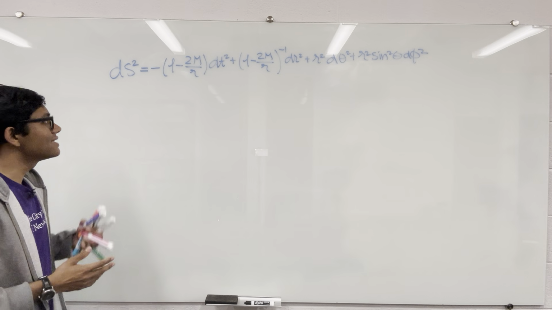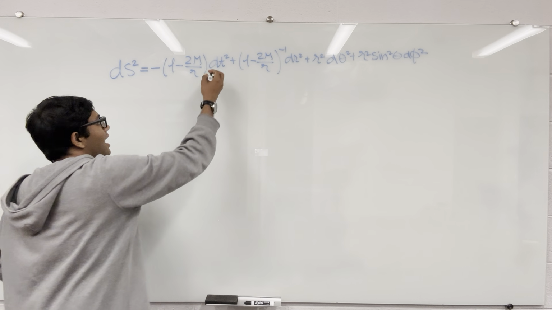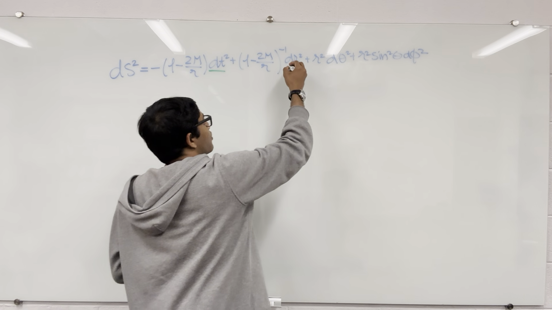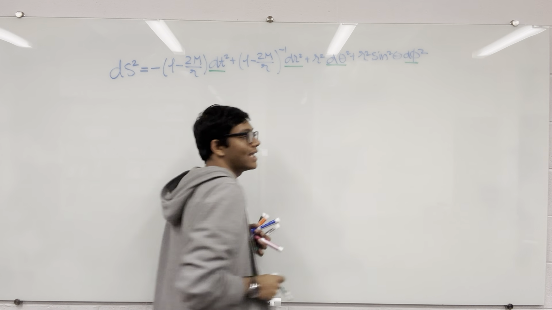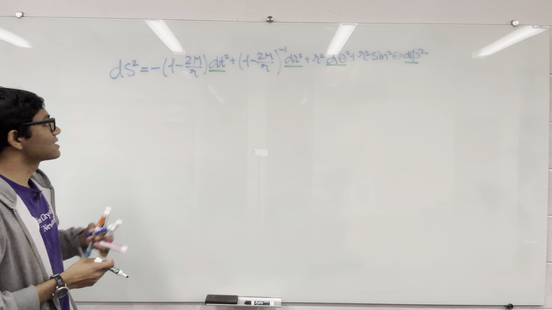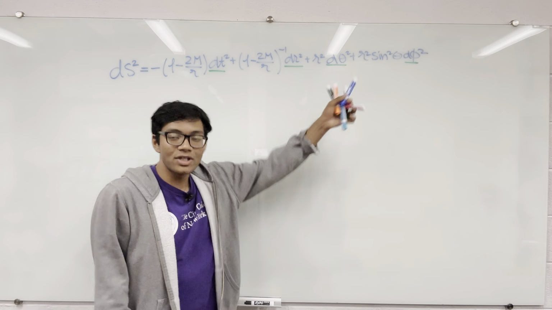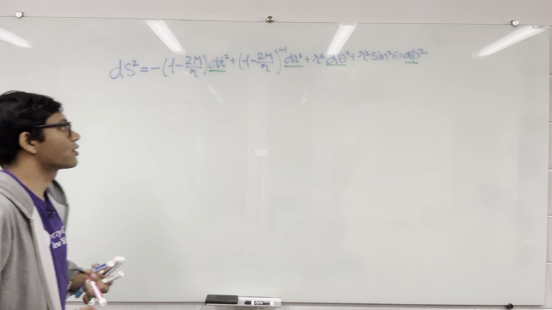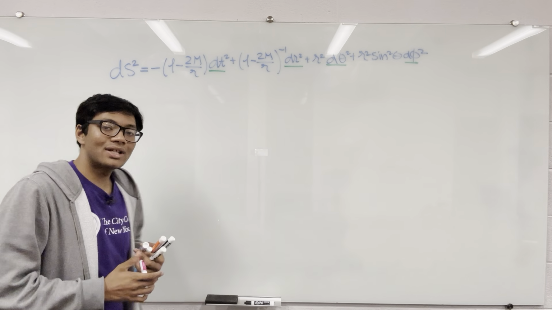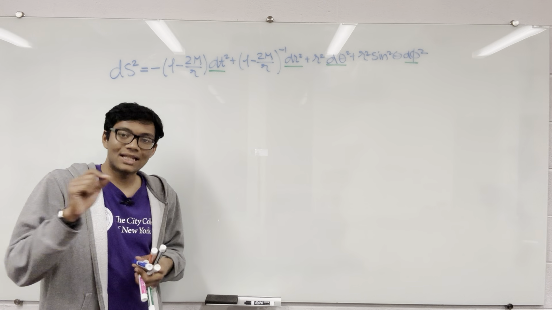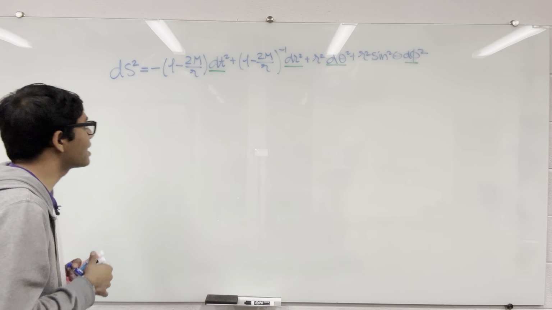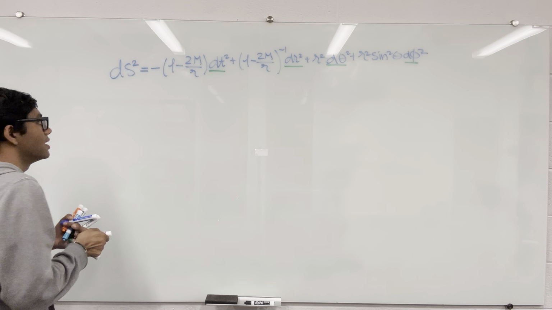Now, this equation tells us how time, how radial coordinates, how angular coordinates change around a black hole. So it tells us how time changes and how spatial coordinates change around a black hole. So today what I'm going to do is derive the conservation of energy for a particle orbiting a black hole. So what do I mean by that? By conservation of energy, here's what I mean.